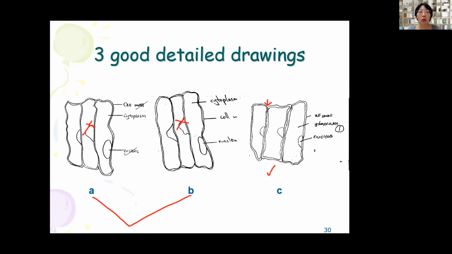Okay, so that's all for today. You have learned the differences between prokaryote and eukaryote, and also similarity. You have learned about the virus structure, and today you have also learned about how to make a biological drawing.